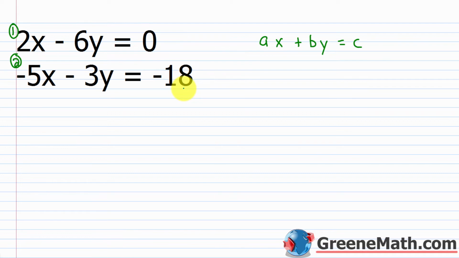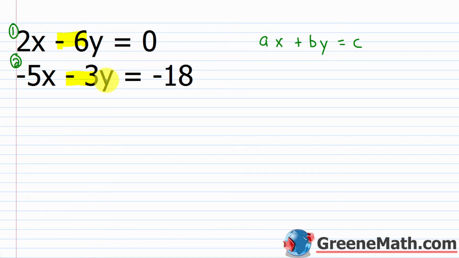Now, I want one pair of variable terms to be opposites. Don't have that. I have 2x and negative 5x. I have negative 6y, negative 3y. So looking at it, what's the easier option? Do I want to target my x variable or my y variable? Well, it looks like to me it's easier to target y. The coefficient of y here is negative 6. The coefficient here is negative 3. So what I can do is I can multiply equation 2 on both sides by negative 2.